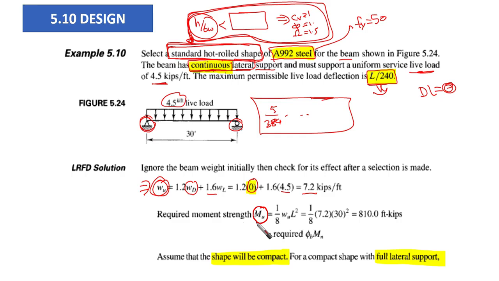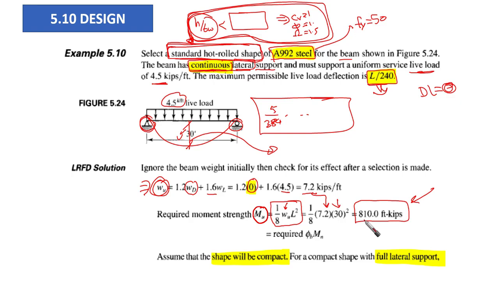The required moment strength: we are talking about a simply supported beam, so the maximum moment is in the middle. This means WL squared over 8. We have W ultimate 7.2, we substitute here, and L is 30 given for us. Then we obtain the value of the moment, taking care of the units, 810 foot-kips. This is the value that is required to be provided from our section.